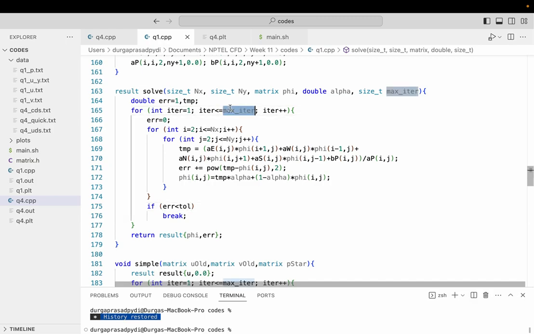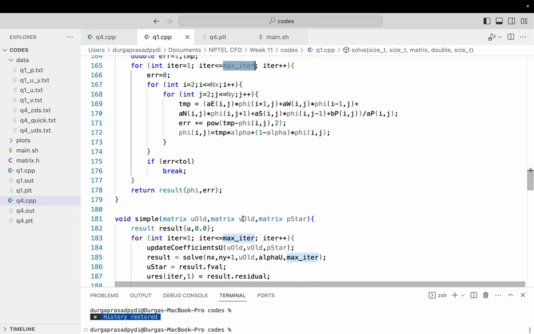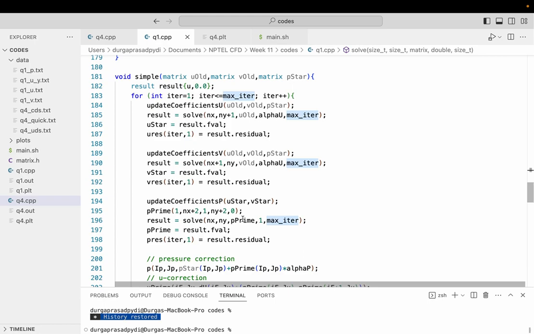Now comes the SIMPLE. This is where your main part is. First step is you assume some velocities, but they won't be of any use. With whatever velocities you have assumed, you will solve it. After solving, you get your U star. U star is a solution of it, and I am updating my residual. Once I solve U star, I will solve for the V component also, and I will get V star.